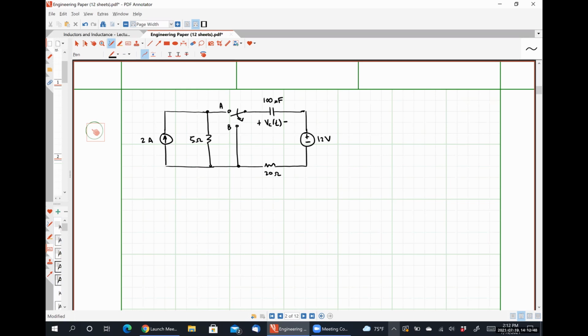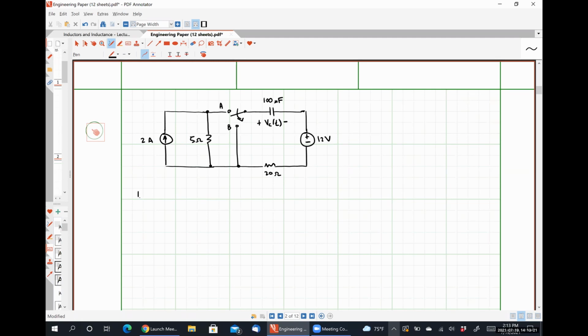So we no longer have just a simple natural response problem because the 12 volt source always stays in the circuit. So we might be taking away the influence of the 2 amp source, but that 12 volt forcing function will always be present. Okay. So how we would go about analyzing a circuit like this is extraordinarily similar to what we have been doing. There's only actually one extra step, okay?